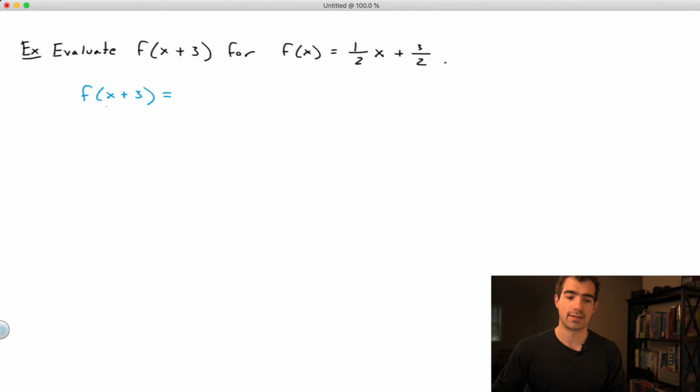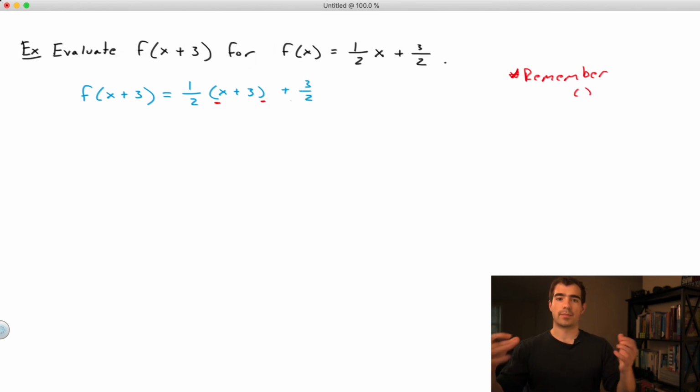We're going to take this input of x plus 3 and find every instance of x in our equation and just replace it. So we've got f of x plus 3 now has to equal 1/2 times x plus 3, the quantity. And again, we're using our parentheses here, right? We want to remember the parentheses. And then we have plus 3/2.